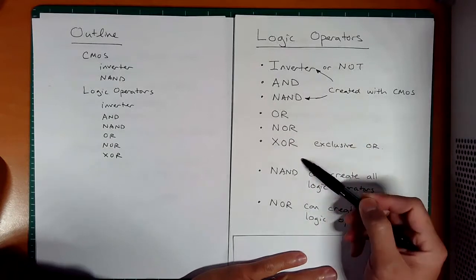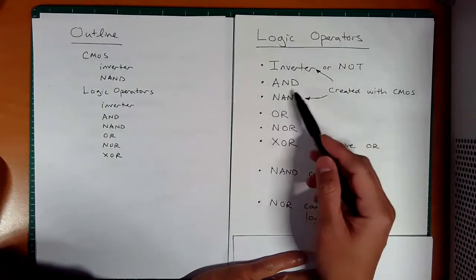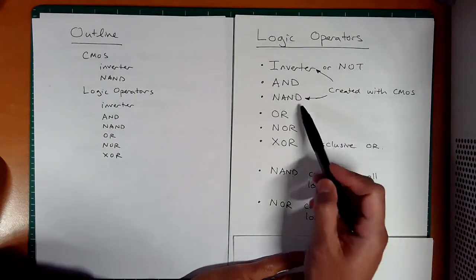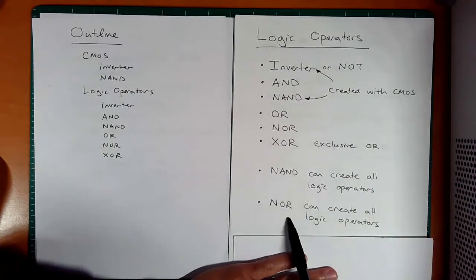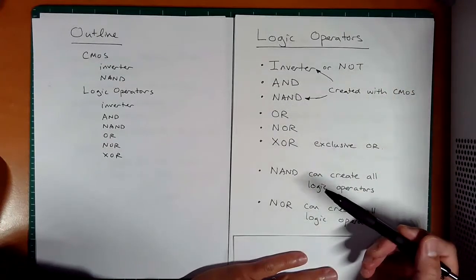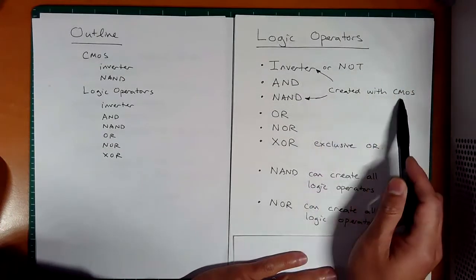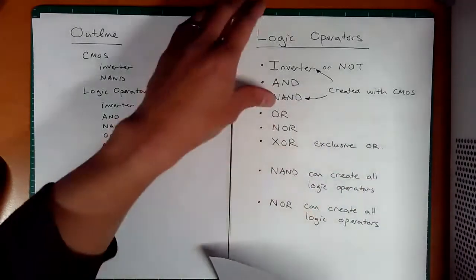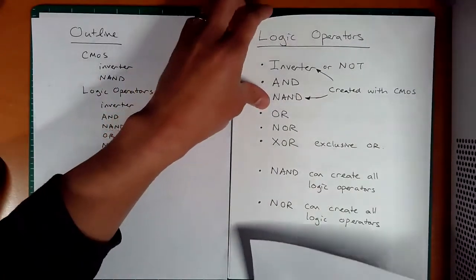Here's just a summary of all of them that we talked about last time: inverter, AND, NAND, OR, NOR, exclusive OR. And just a reminder, the nice thing is if you know how to make a NAND or a NOR, you can actually create all of these logic operators, which is really cool, okay? And from last lecture, we talked about how the inverter and NAND can be created with the CMOS, which is just a combination of PMOS and NMOS. But let's look at these three.